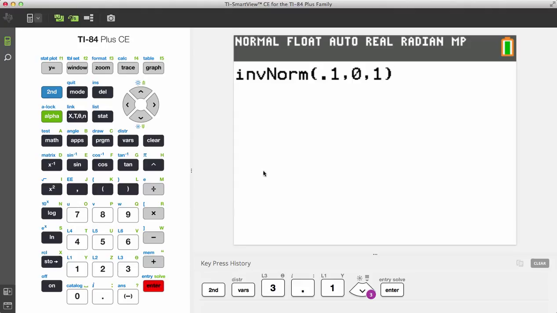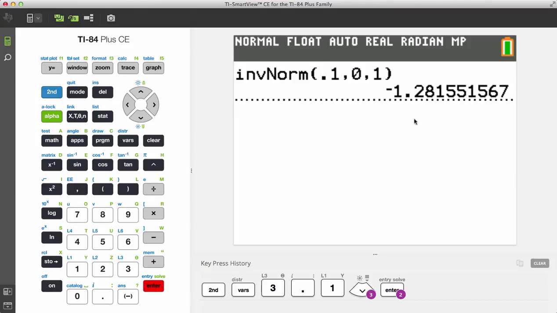If you're using a TI-83 or 84 calculator that does not use those menus to prompt for the values, then the order that you will enter these values in will be the accumulated area, 0.1, comma, the mean for the standardized distribution, which is 0, comma, the standard deviation for the standardized normal distribution, which is 1. Close your parenthesis and hit enter.